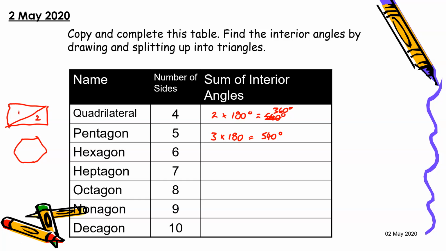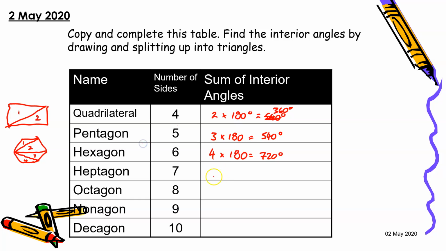Okay, hopefully you gave that a go. Back to our hexagon here. I'll quickly do it on the side. So we've made our triangles. There's 1, 2, 3, 4. And you end up with 4 times 180, which equals 720. At this point, you may be starting to see a pattern.